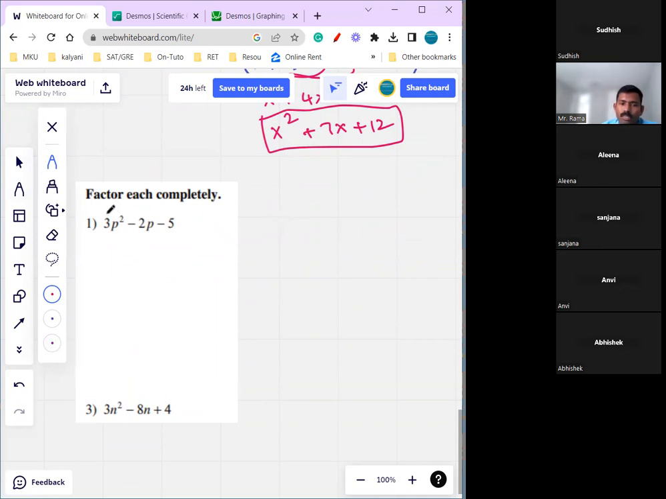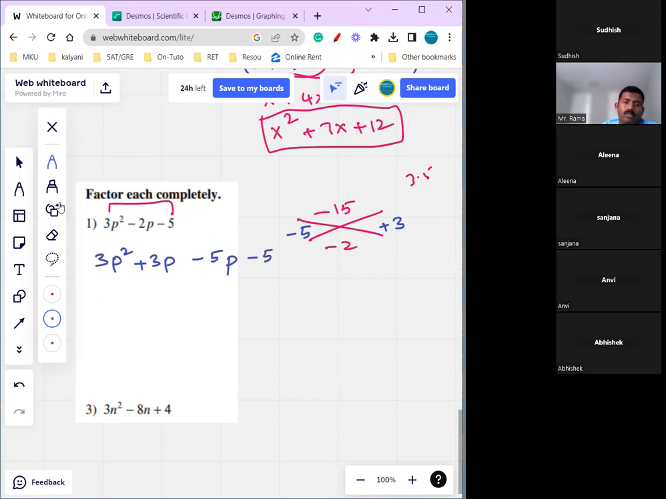So I want to multiply these two first. That gives me -15. And then I want to get a -2 here. So let's see what is going to work with this. 15 I can write as 3 times 5. So I think that should work. I'm going to take a -5 and a +3. When I add, I get -2. When I multiply, I get -15. So that should work. I'm going to write it down: 3p² plus 3p plus 5p minus 5.